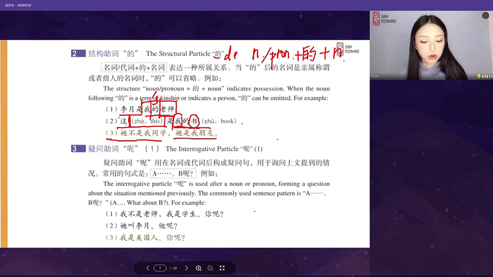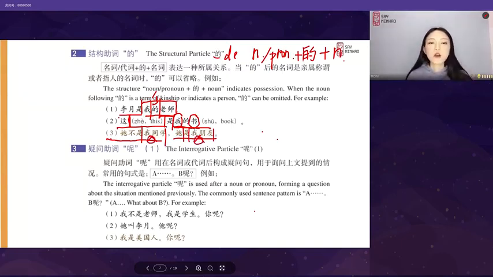Last example is 他不是我同学, 他是我朋友. Did you see anything strange? Did you find anything strange? There is no 的 here. Right? 他不是我同学, 他是我朋友. No 的 here, but we use it as an example for the 的, because the 的 is omitted here. It actually should be 他不是我的同学, 他是我的朋友. Actually, it should be like this, but the 的 is omitted.